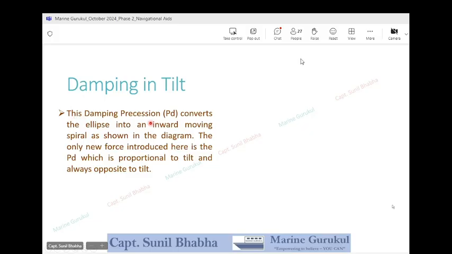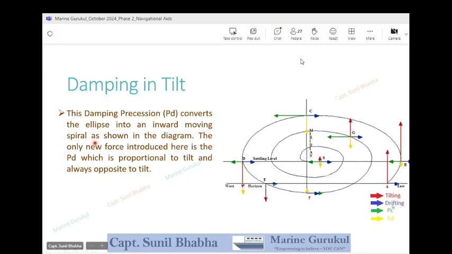Now this damping precession converts the ellipse into an inward moving spiral. As you can see in the diagram now, there is a spiral motion which is moving inwards. So this inward moving spiral goes in this particular way and eventually settles down at this particular point, S. So this is the settling point where the spin axis finally settles down.